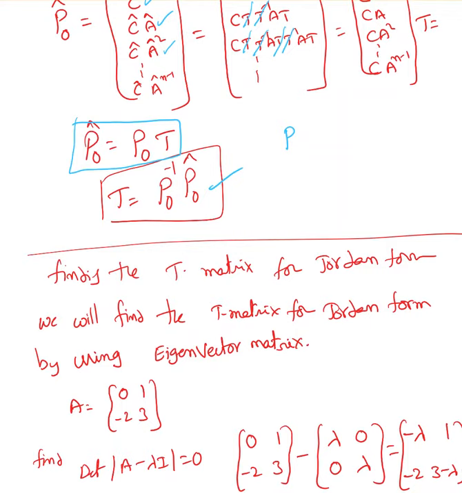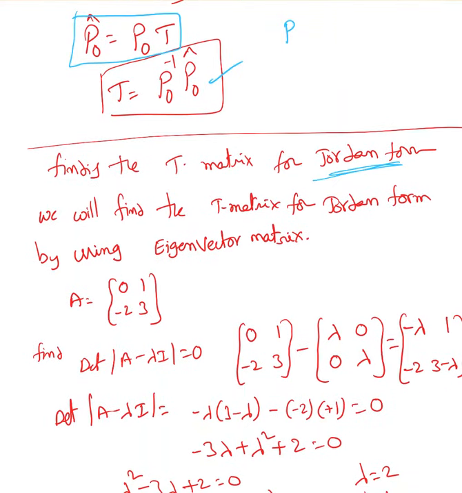Now finding the T matrix for the Jordan form. For the Jordan form, we already learned in the previous video how to find the eigenvector matrix. So the eigenvector matrix is nothing but the T matrix, the state transformation matrix for the Jordan form.